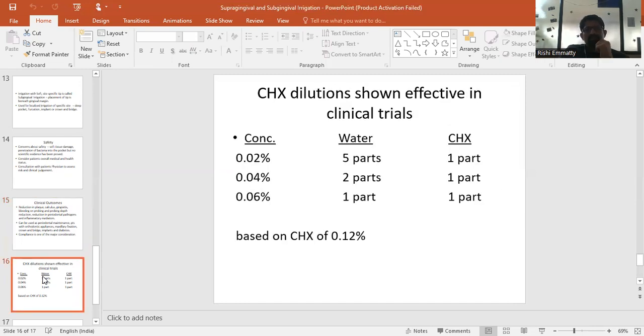And these are the chlorhexidine dilutions. It has shown effective in clinical trials. What is usually available in the market is 0.2% and 0.12%. 0.12 is mainly for periodontal use, 0.2 is regular mouthwash.